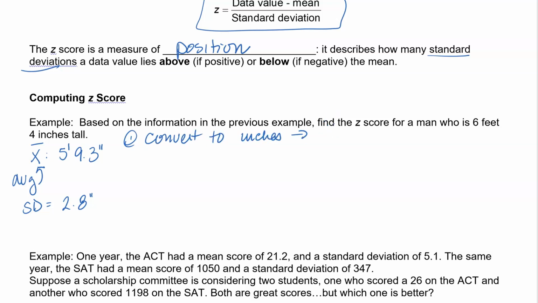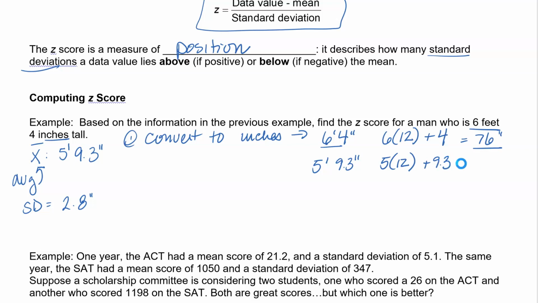6'4", that's the number that I was being asked about. There are 12 inches in a foot, so 6 times 12 plus an additional 4 inches gives me 76 inches. So somebody who's 6'4" is 76 inches tall. And then I'm going to convert the average male height, 5 feet 9.3 inches: 5 times 12 plus 9.3 inches is 69.3 inches. So that's the average male height, and this is the data value from our example.